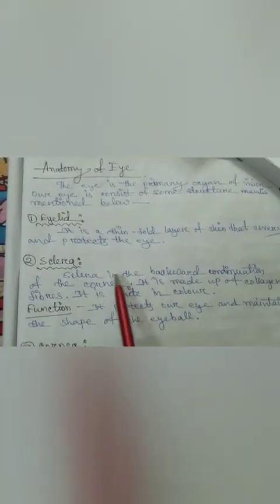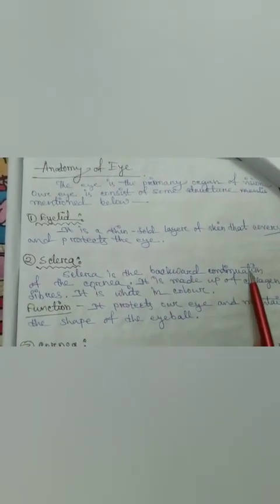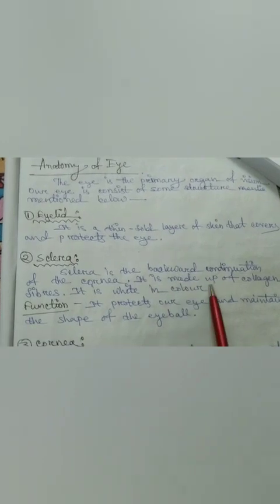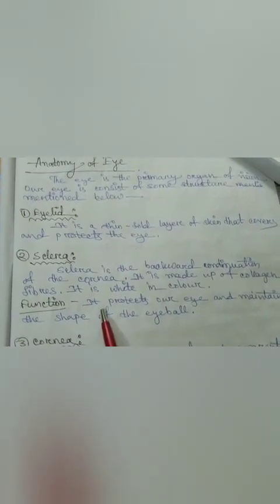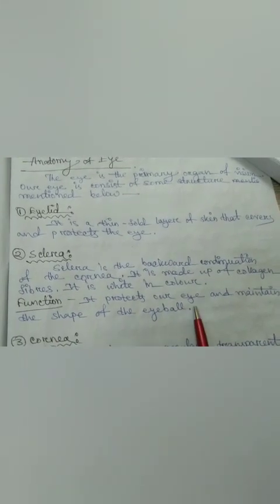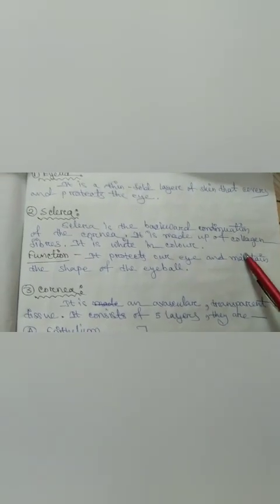Then sclera. Sclera is the backward continuation of the cornea. It is made up of mainly collagen fibers. It is white in color, and the function of the sclera is that it protects our eye and maintains the shape of our eyeball. The human sclera is thickest near the optic nerve, where it is approximately 1 mm in thickness, and thinnest at the insertion of extraocular muscles, where it is approximately 0.3 mm.